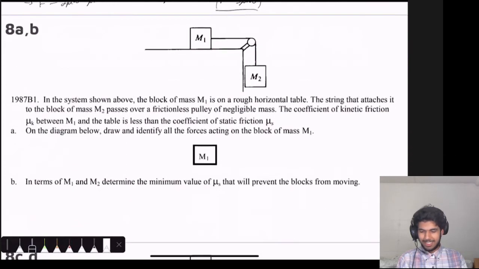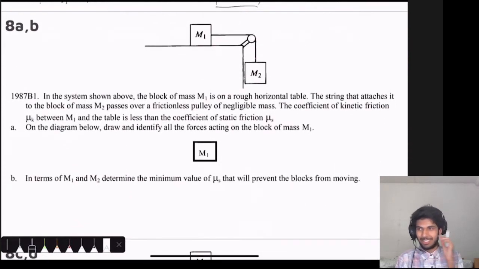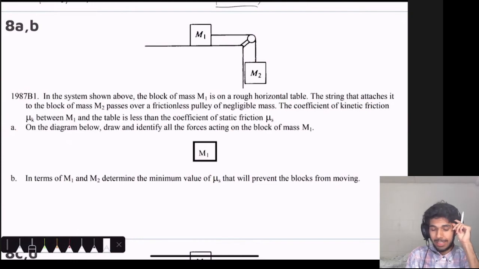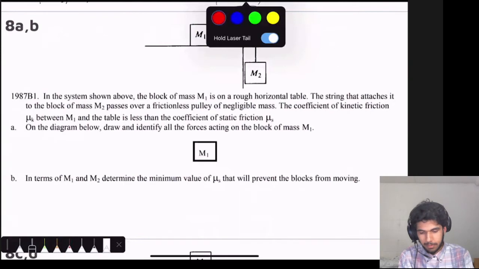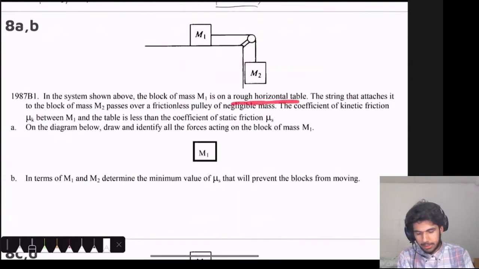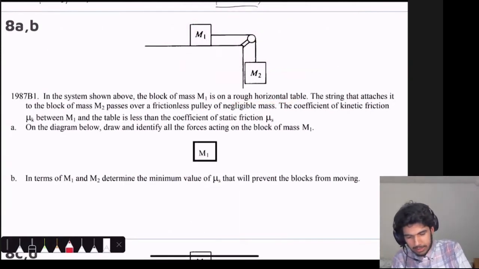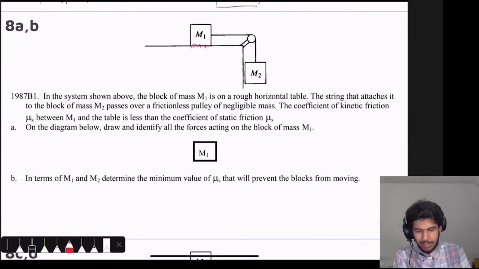Nice, moving onwards. This is the second to last question, the penultimate question. But unfortunately it has subparts, so may not be the best news. So you have a system shown above, one block of mass m1 that's on a rough horizontal table. So that tells us that there's some friction here. Sometimes I just like to put those lines there.